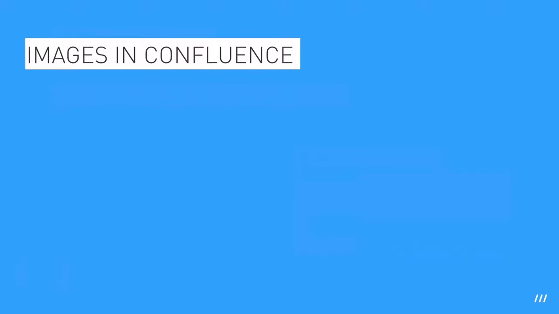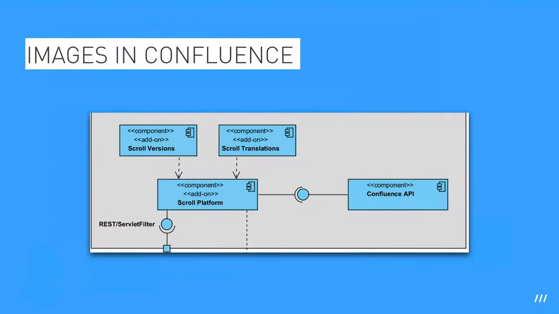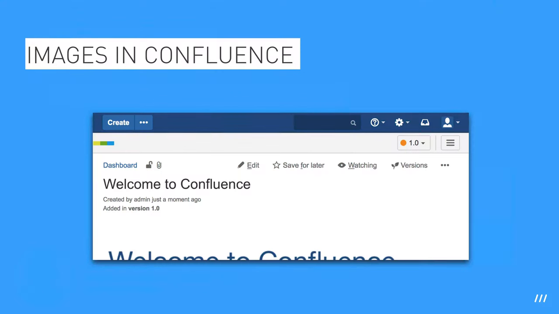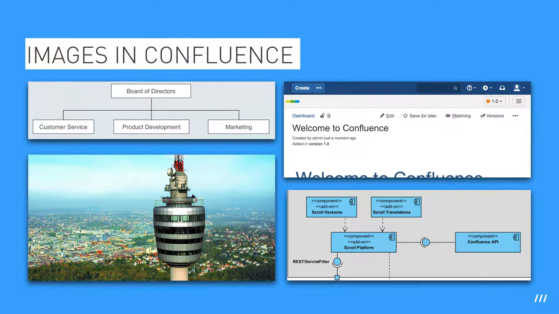You probably know that many kinds of images are stored on Confluence pages. You can have org charts to show how an organization is organized, UML diagrams to show software specifications, UI screenshots highlighting specific UI elements, or even normal pictures, for example, from our company trip to the famous Fernsehturm, the TV tower here in Stuttgart. Some images speak for themselves.